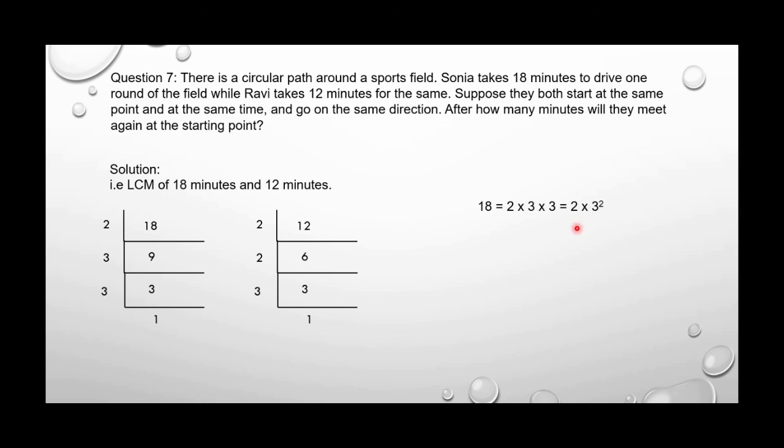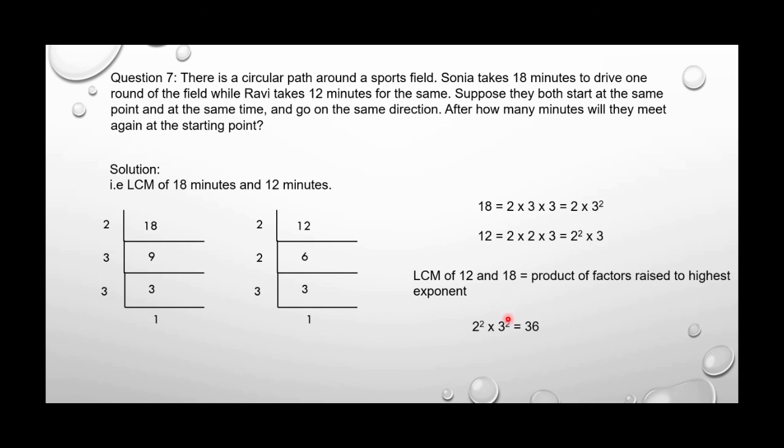which can be written as 2 × 3², and the factors of 12 are 2 × 2 × 3, which can be written as 2² × 3. Now in order to find their LCM, we take the product of the factors raised to the highest exponent, that is 2² × 3², which gives 36. Therefore, Ravi and Sonia will meet together at the starting point after 36 minutes.